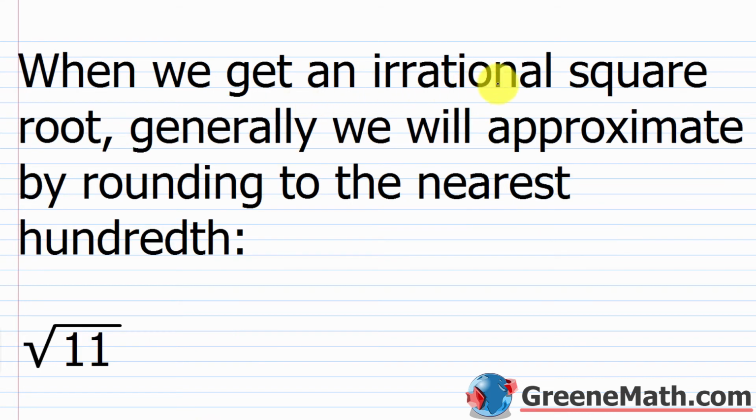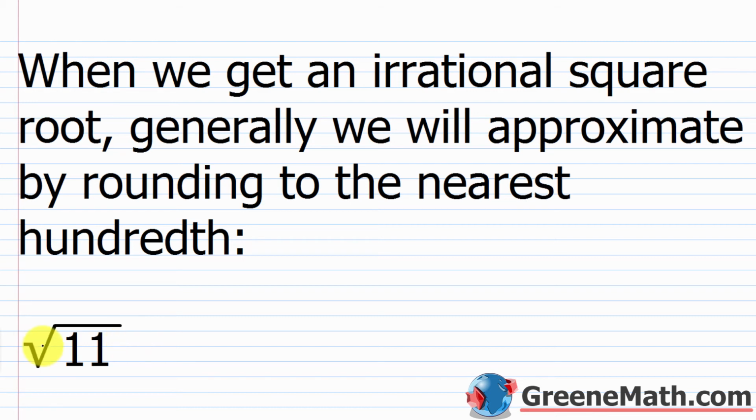So when we get an irrational square root, generally we will approximate by rounding to the nearest hundredth. And sometimes you won't approximate at all. Sometimes you're just going to leave it like this. But in some cases, it's necessary to do an estimate. In other cases, you can leave it like that. It just depends on the scenario you're dealing with.